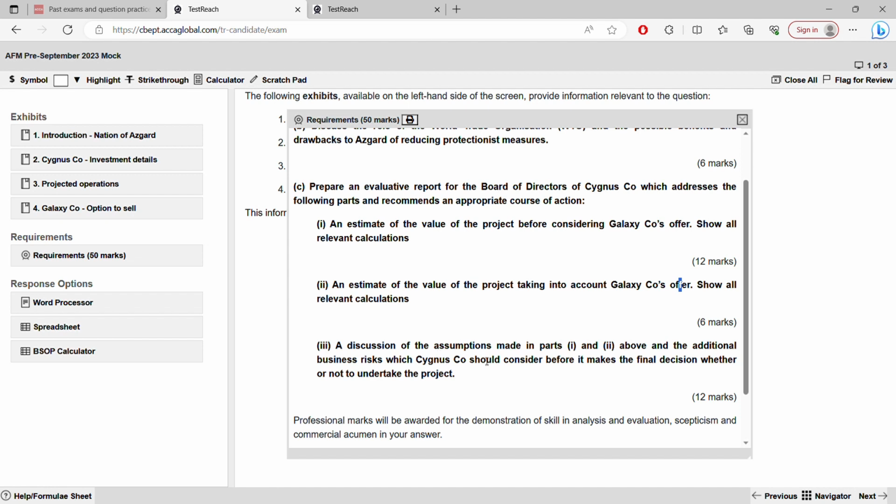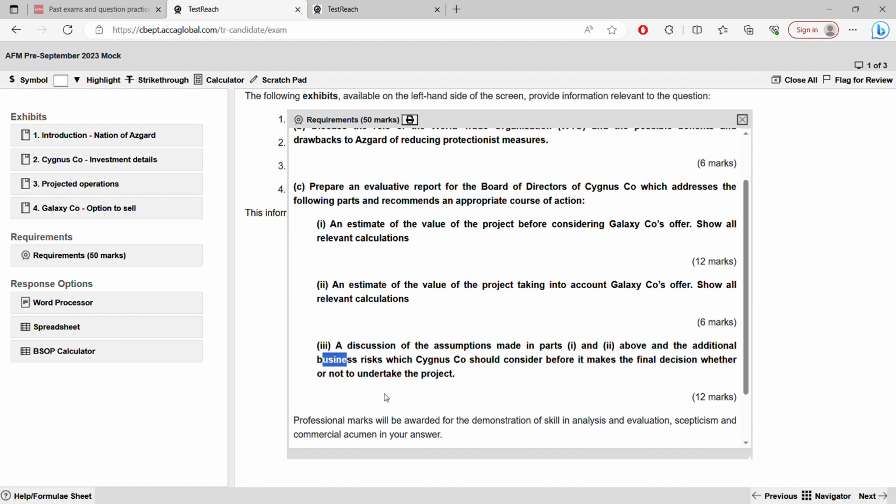So, a discussion of the assumptions made in part one and the second one. You see, the third one you can write, you need the first and the second one. This is dependent. So, a discussion of the assumptions made in parts 1 and 2, and additional business risk the company should consider before making the final decision whether they have to go ahead with the project or not.